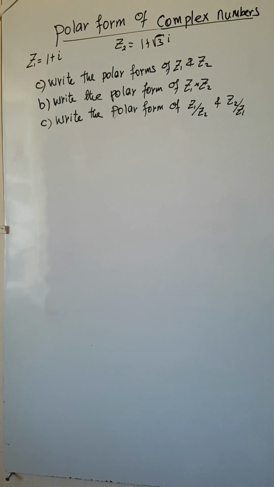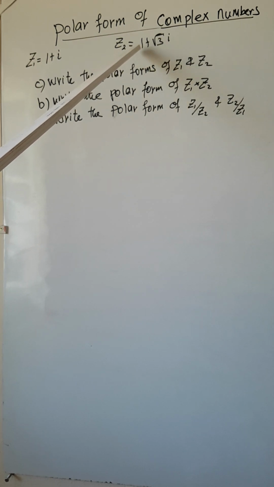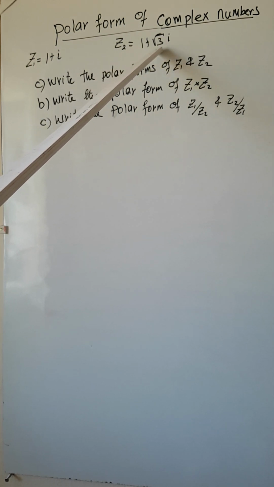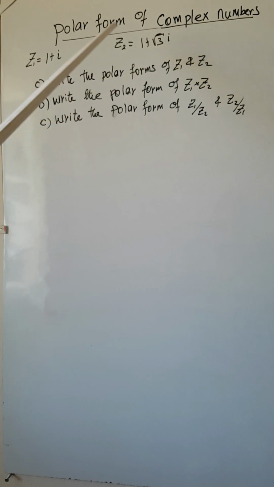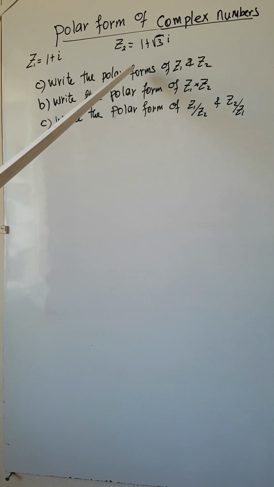Good morning. Our topic today is the polar form of complex numbers. You know that a complex number z is the sum of the real part and the imaginary part. Here in z1, the real part is 1 and the imaginary part is again 1. In z2, the real part is 1 and the coefficient of i is root 3. Now we are supposed to write the polar forms of z1 and z2.